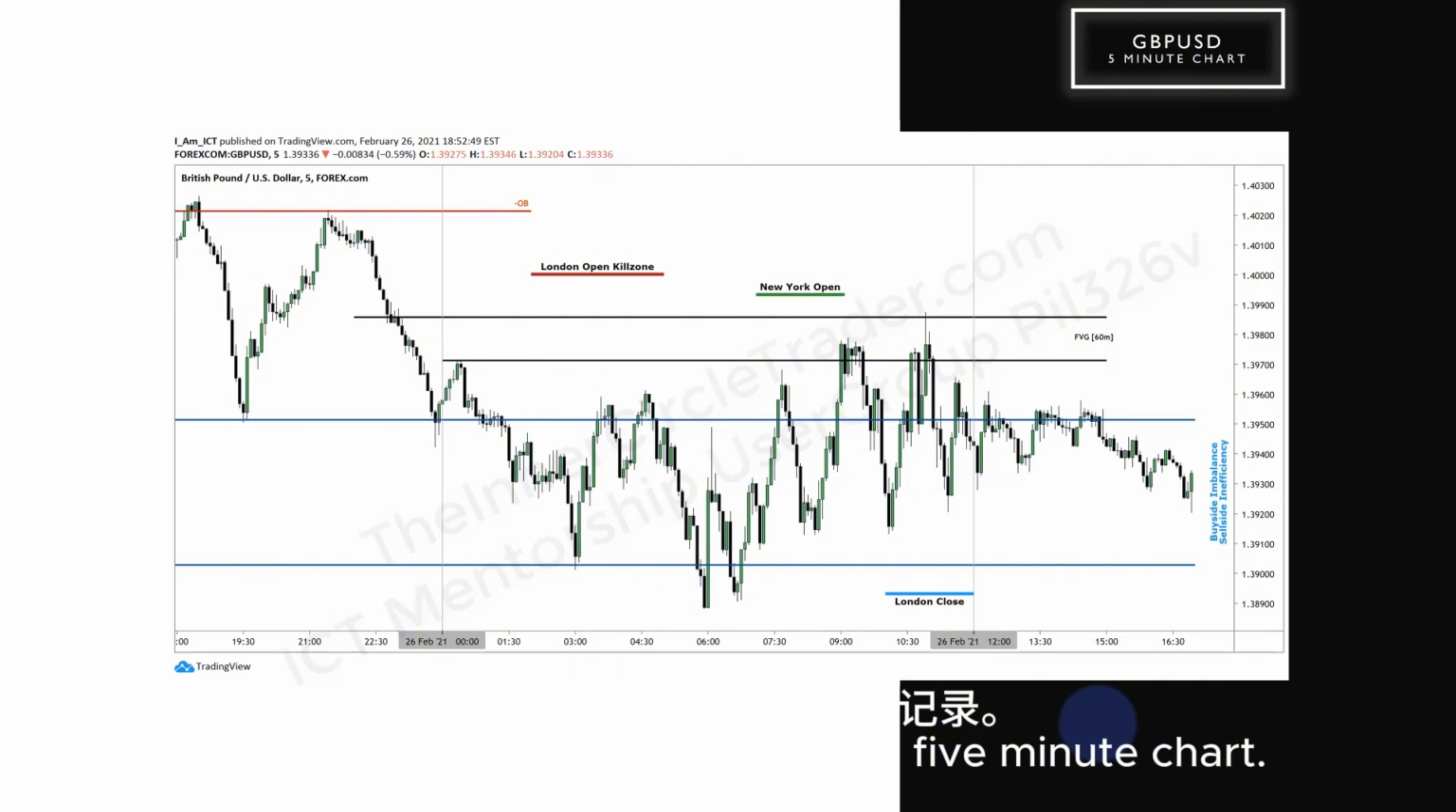All right, so daily log entry for British pound 5-minute chart, and you can see it's basically a heart attack. So London open kill zone, nothing really to speak of except for the imbalance it trades up into here, and then works the sell side liquidity here, and then back and forth choppiness.